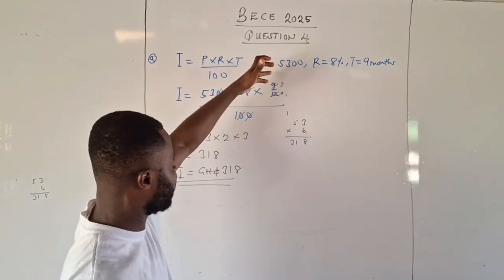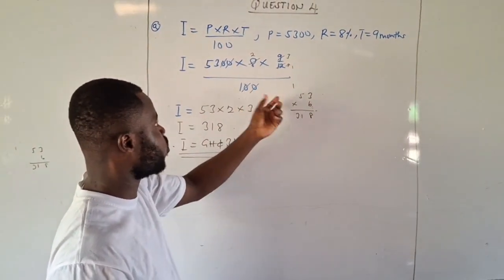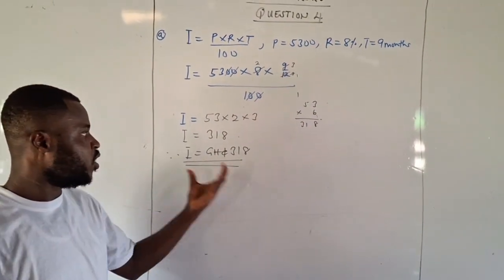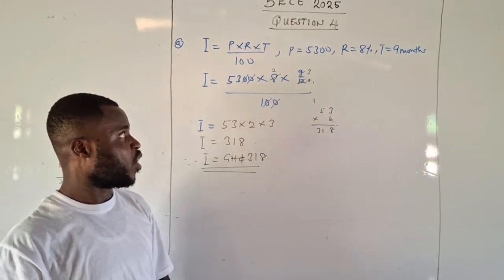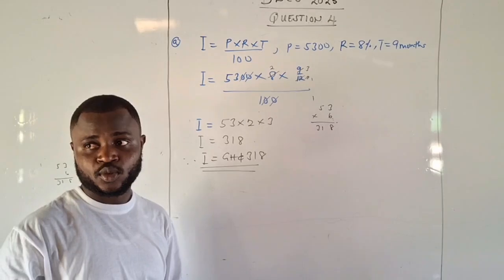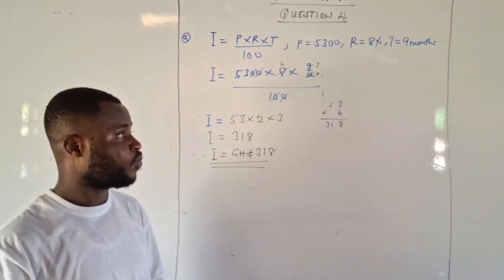Once again, take note, the time was not in years. It was 9 months. So 9 out of the 12 months, then you multiply it through. And the 100 is always there because the rate is normally given in percentage. So this is the interest the woman is going to pay on the principal of 5,300 at a rate of 8% and a time of 9 months. So this is it. Let's quickly take the B, 4B.